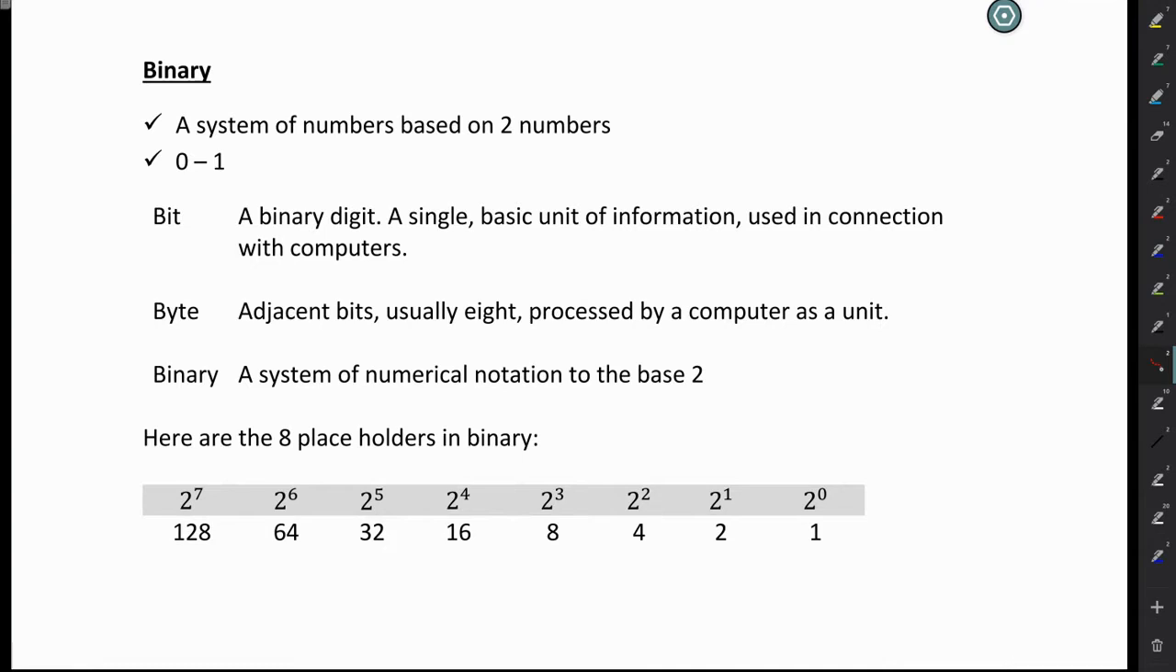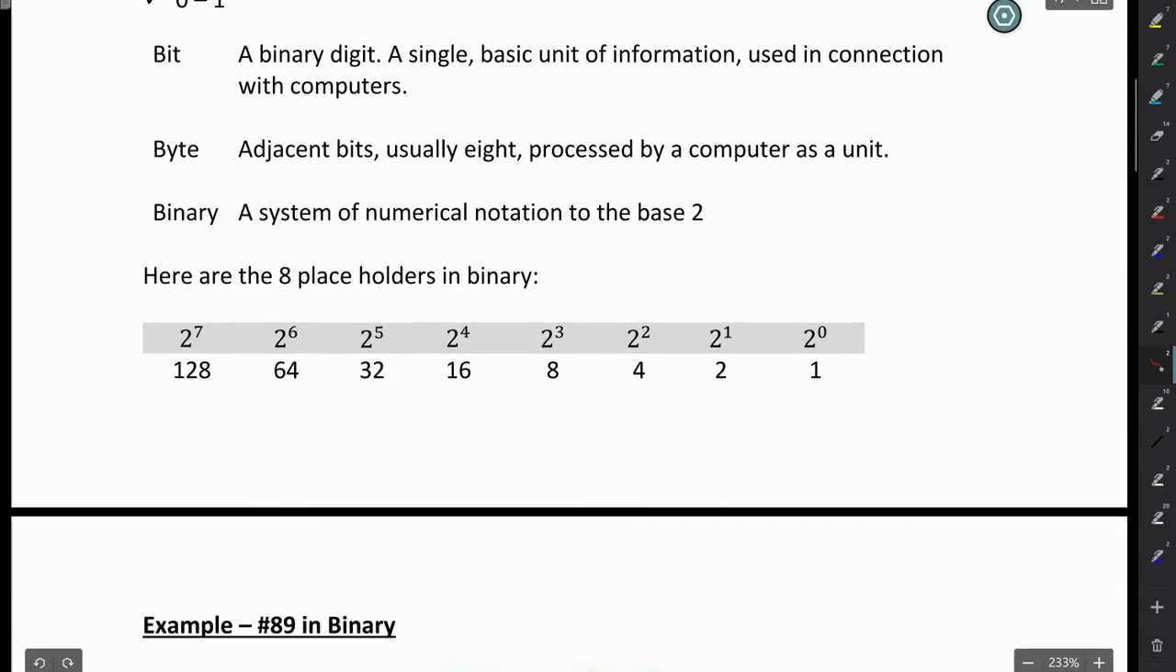So here are the placeholders for binary. 2 to the 0. Well, anything to the 0 power is 1, except for 0. 0 to the 0 power is undefined. 2 to the first, 2 to the second, 2 to the third, and so on. So let's look at an example.